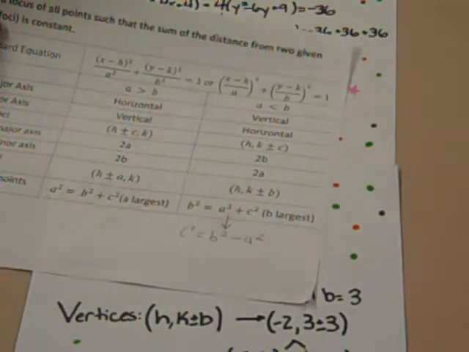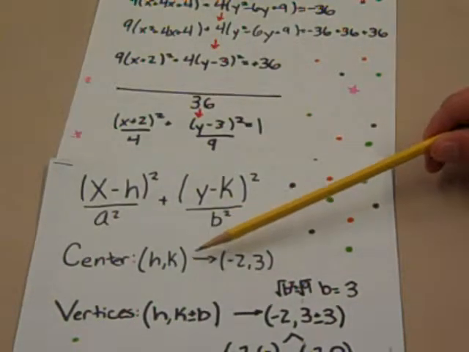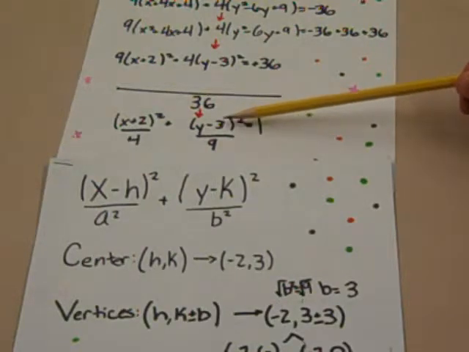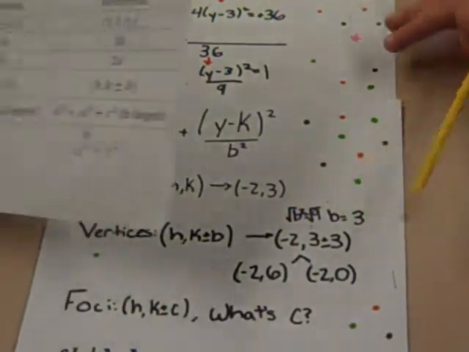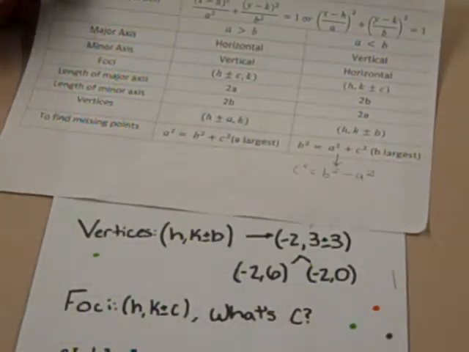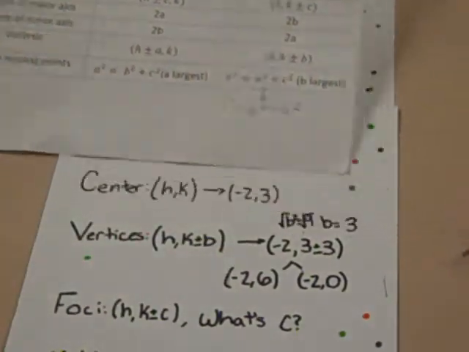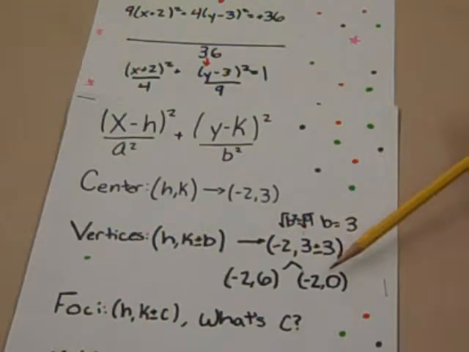Now this next piece of information is totally critical. The center is (h, k), and by looking at the equation it's clear that it is (-2, 3). So it's time to find the vertices, but how do we do that, please? To find the vertices, use (h, k) plus or minus b. We know that b is 3 because b squared is 9, so our vertices are (-2, 0) and (-2, 6).